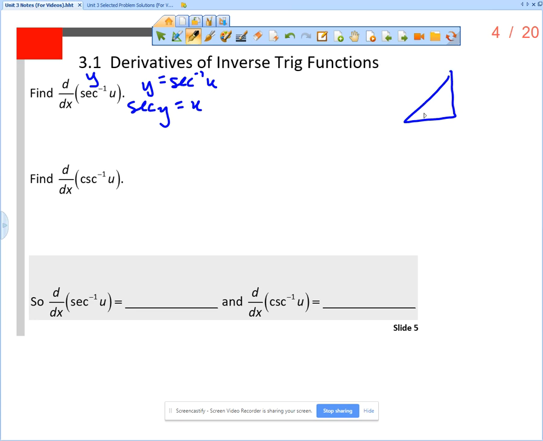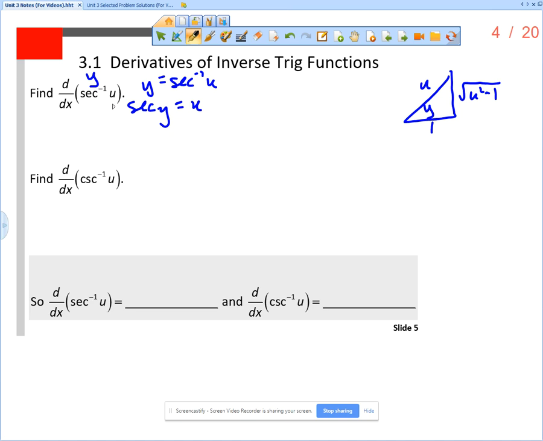Y is the angle once again. The secant of y is u, so that means the cosine of y is 1 over u. What does that mean? That means the hypotenuse is u and the adjacent side is 1. So the third side is going to be the square root of u squared minus 1. We could show the Pythagorean theorem, but we probably don't need to.